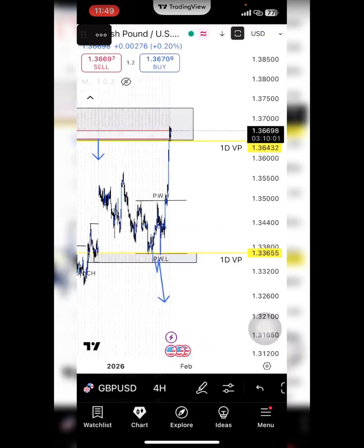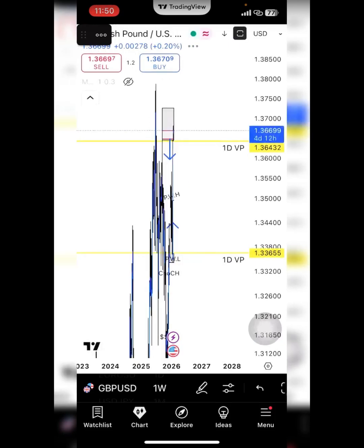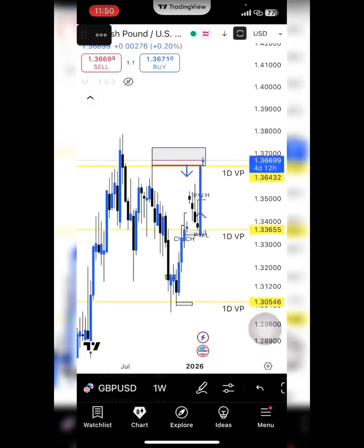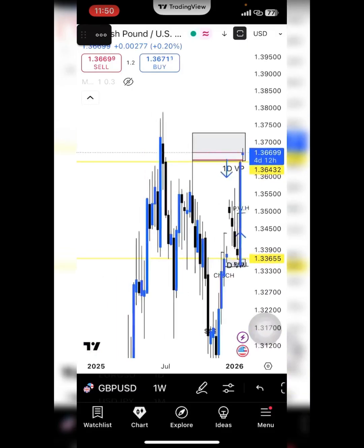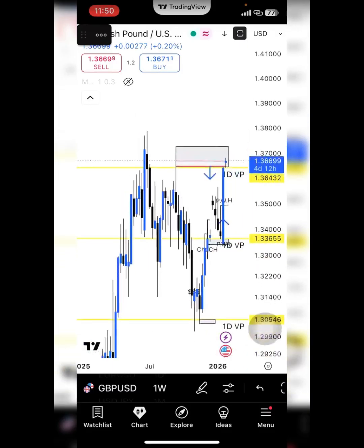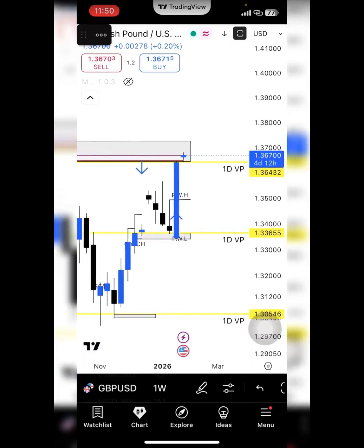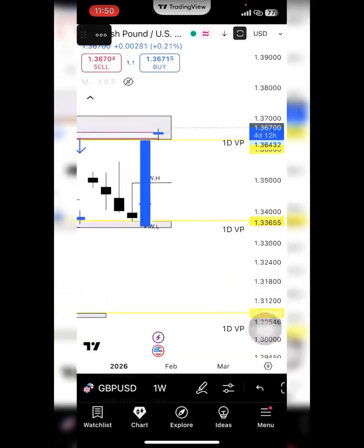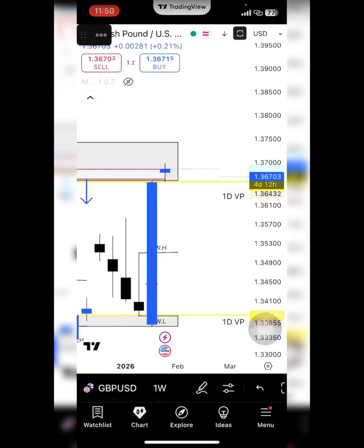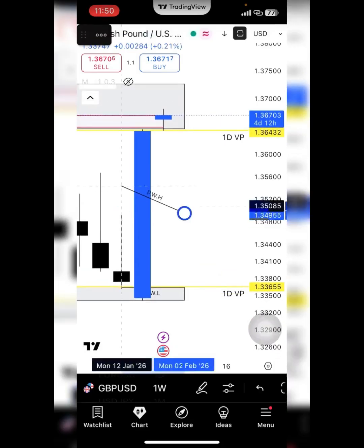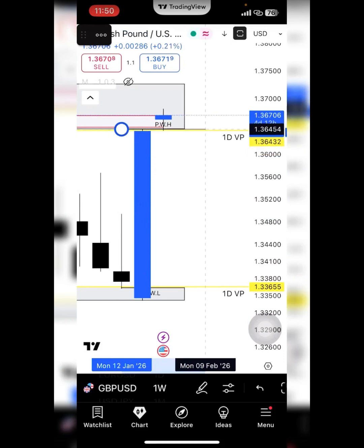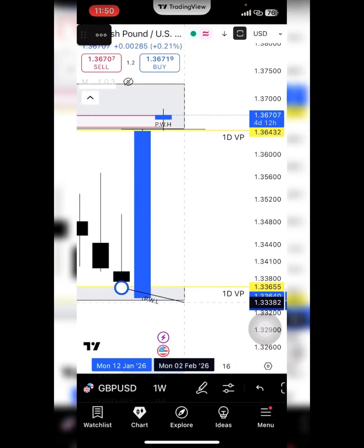So on GBP USD, we have same views. Okay, so we marked out the daily demand on GBP USD. This is the weekly time frame. On weekly time frame, let us mark out the previous week high and previous week low. So this is the previous week high over here, and then this is the previous week low over here.